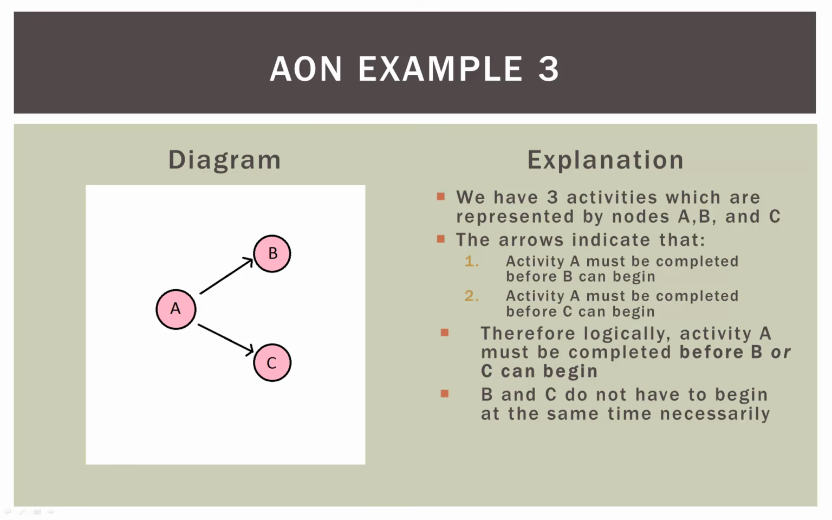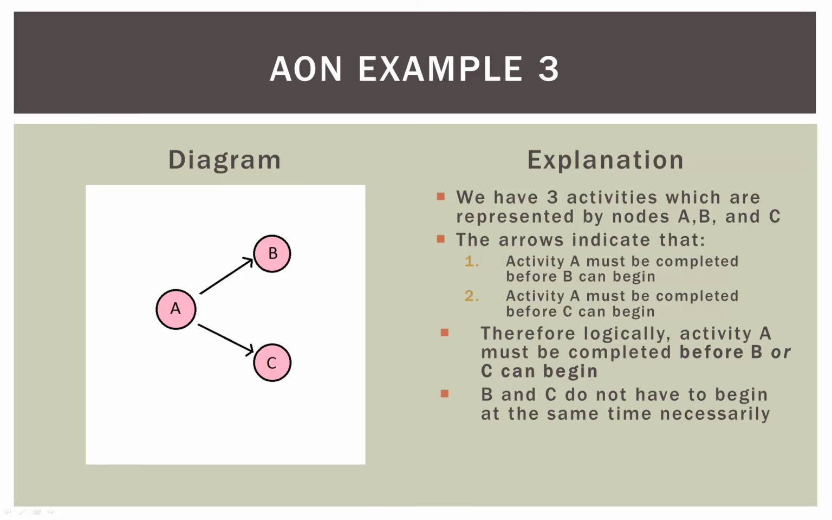So here's example 3. Again, we have A, B, and C. And let's pay attention to our arrows in this one. So activity A must be completed before we can begin B. And activity A must be completed before we can begin C. So therefore, logically, activity A must be complete before we can go on to activity B or C.